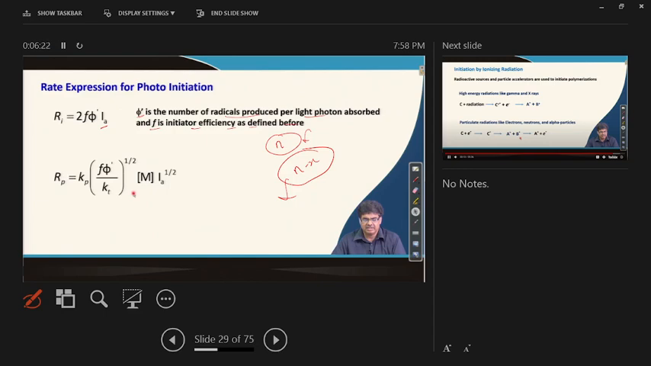Then you can find Rp is equal to Kp, and if you put the value you will be able to find this one. Okay, but the rate of initiation only depends on Ia, the intensity of light.